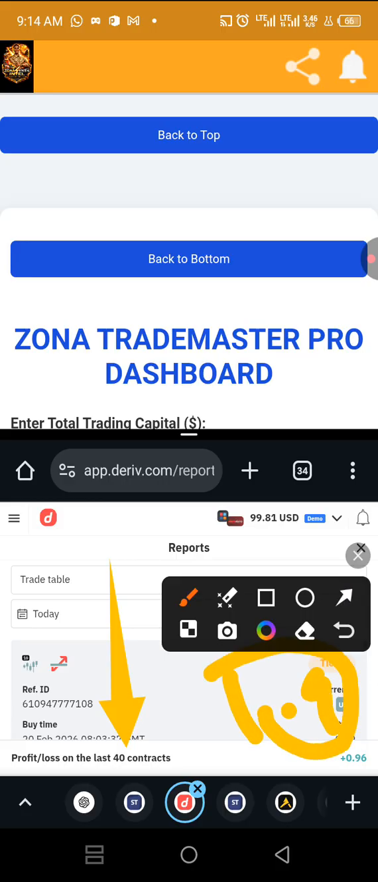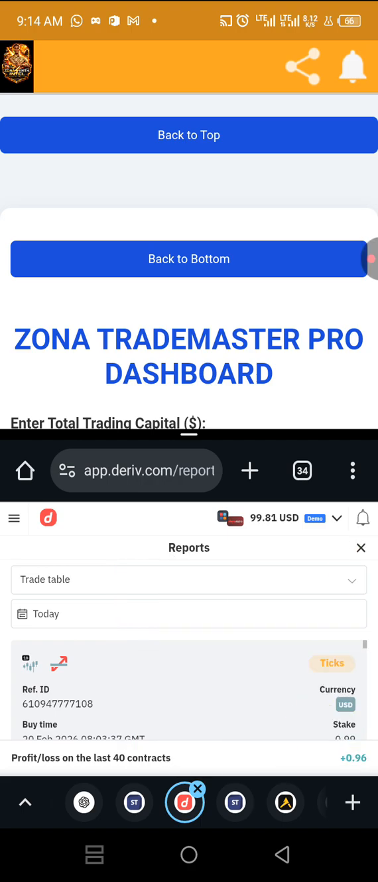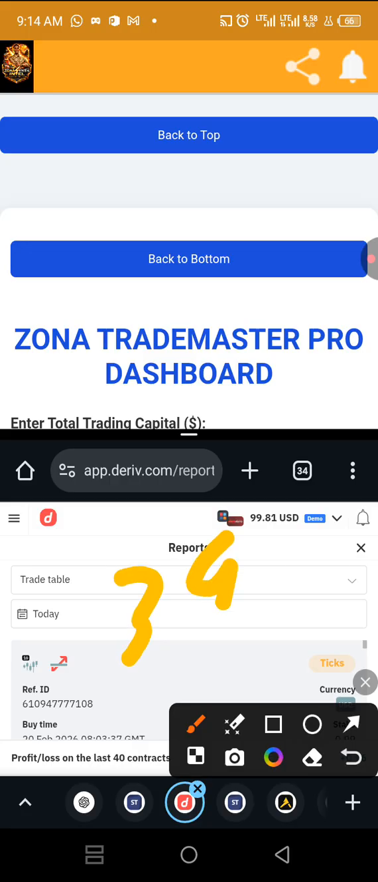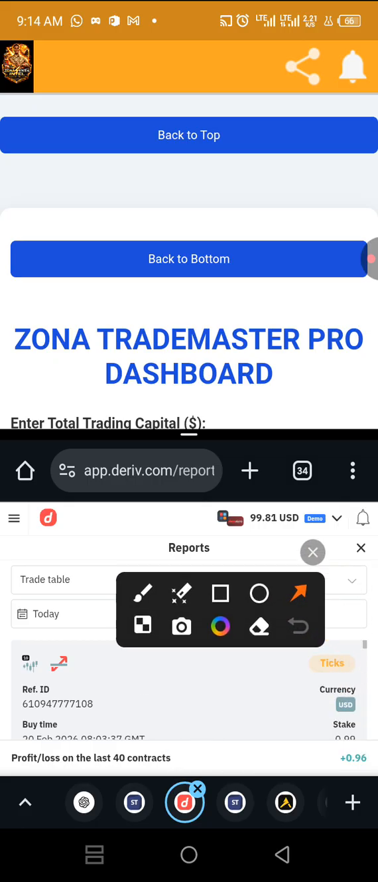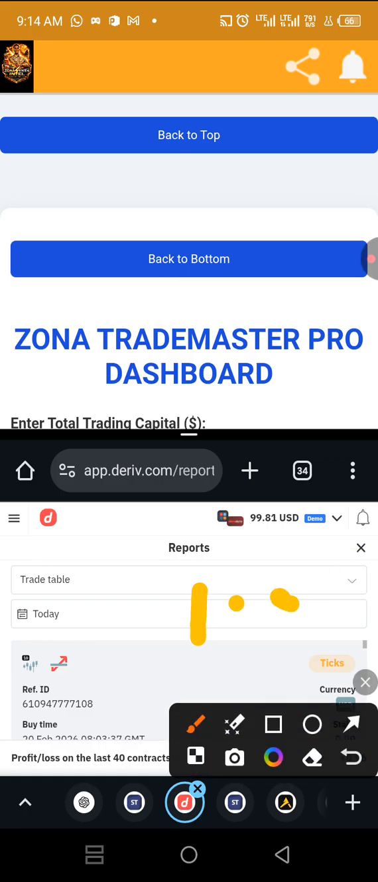So out of these 40 contracts, we should be in $1.96 profit, but we had a loss of $1 in between. Which means we have 39 wins, 1 loss. I don't know if you get what I'm trying to say. 39 wins, 1 loss, and it still keeps us in a profit of 0.96 cent. So if we lose $1 and we make a profit of 0.96 cent, can you see the negative EV that is there now? The negative EV is still minus 0.04 cent.